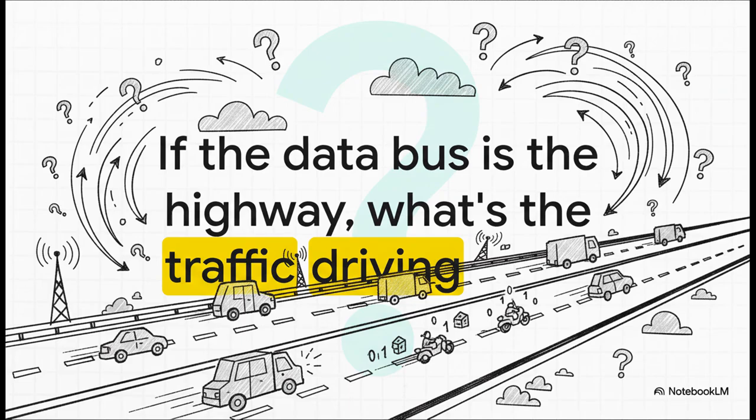So there you have it. The data bus is the highway inside your computer. How many lanes it has and the fact that it's a two-way street, all of that directly impacts how fast your computer feels. Which kind of leaves us with one last question to chew on, doesn't it? If the data bus is the highway, then what's the traffic? What's the actual stuff that's racing back and forth on it?